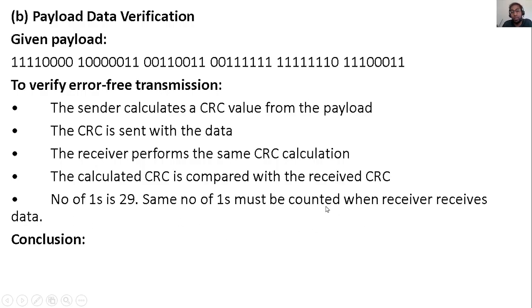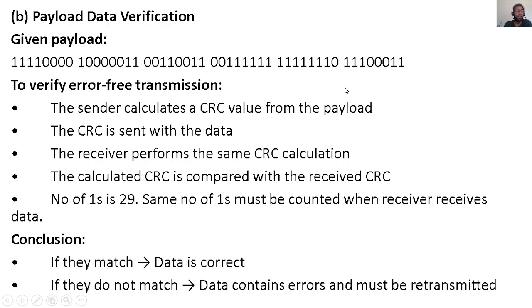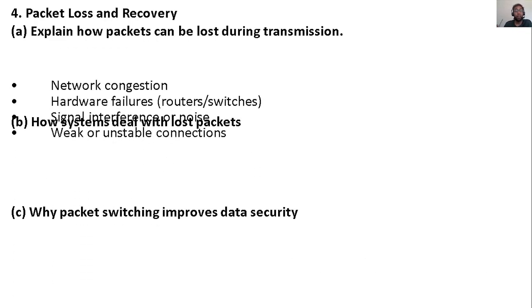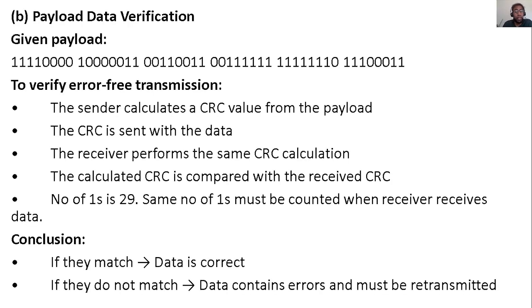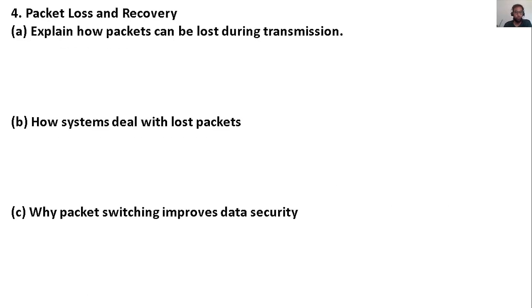If the same number of ones are counted at the receiver's end, then this means there is no error. Data is correct. It doesn't mean that data will always be correct. There are some other algorithms that are to be added that will calculate with more accuracy whether there is error or not. CRC does not 100% guarantee that there is no error, but still it does it to some level.